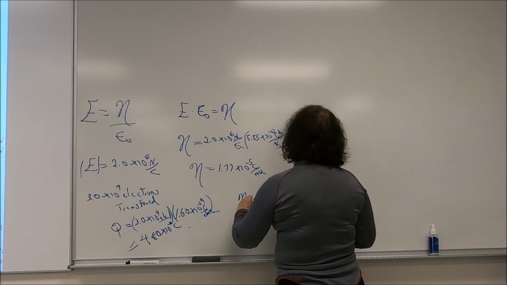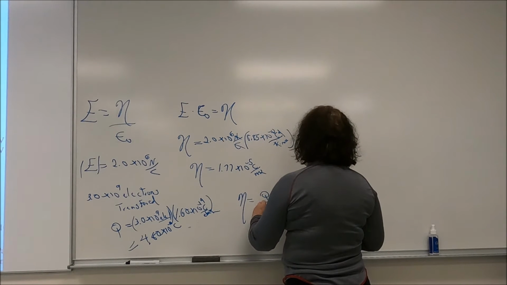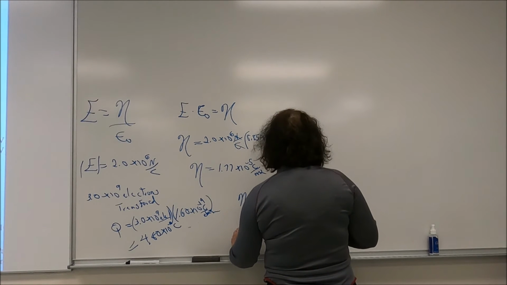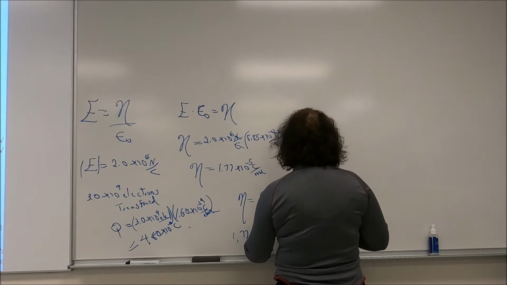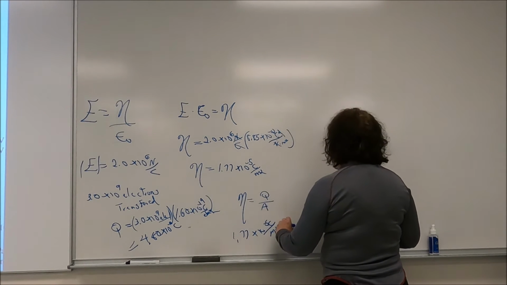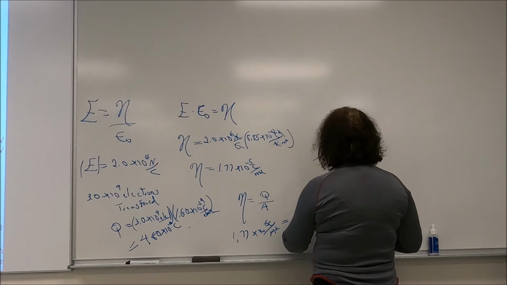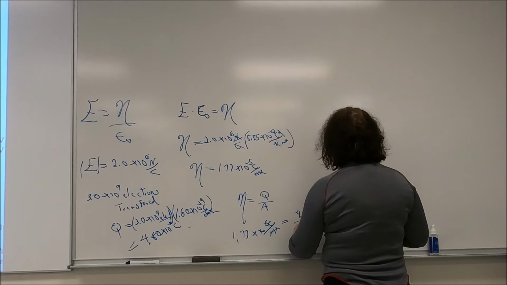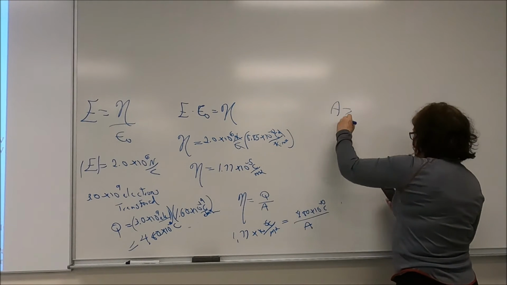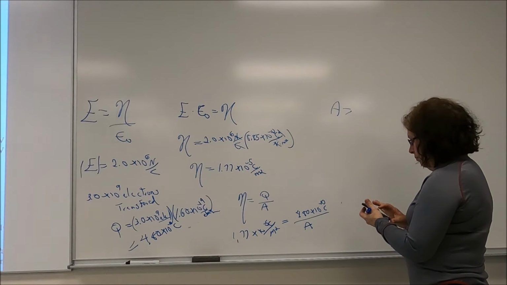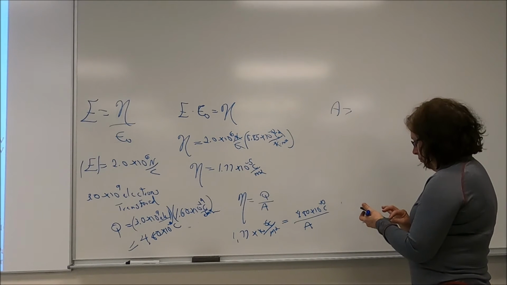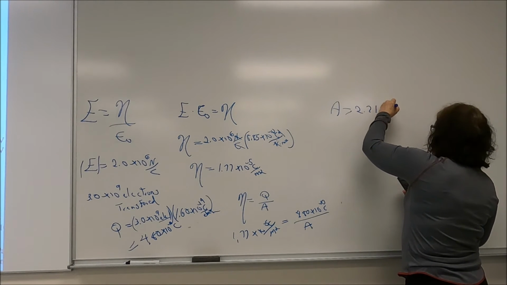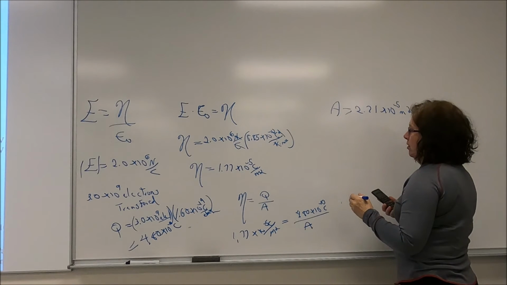So eta also equals Q divided by A. So rewriting this, I have 1.77 times 10 to the minus 5 coulombs per meter squared is equal to 4.80 times 10 to the minus 10 coulombs divided by the area. Solving for the area, I get 2.71 times 10 to the minus 5 meters squared.